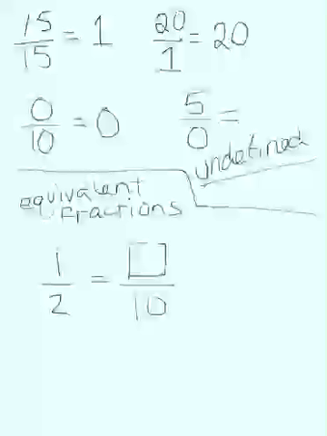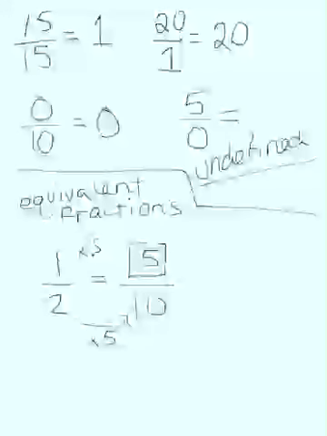Yeah. The golden rule of fractions is multiplying and dividing. So, what did I do to the bottom here? What did I do to the bottom to get from 2 to 10? Times 5. Well, golden rule of fractions tells me what do I need to do to the top? Times 5. So what is 1 times 5? Make sense?